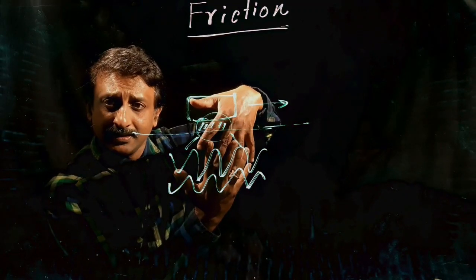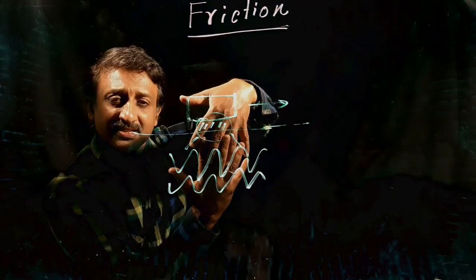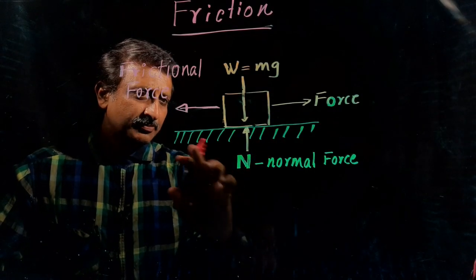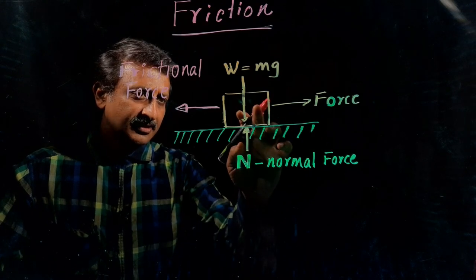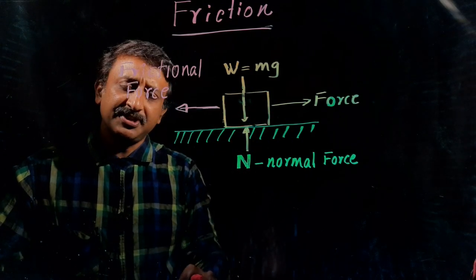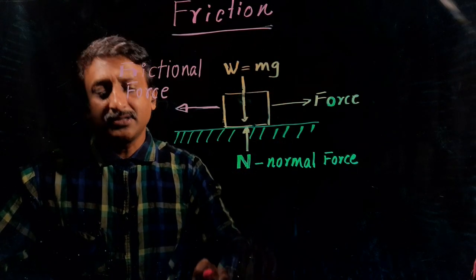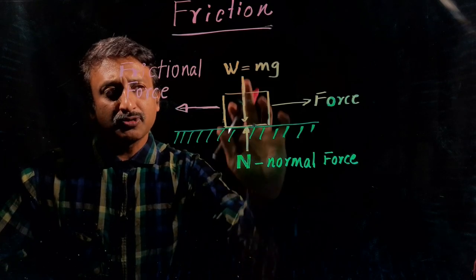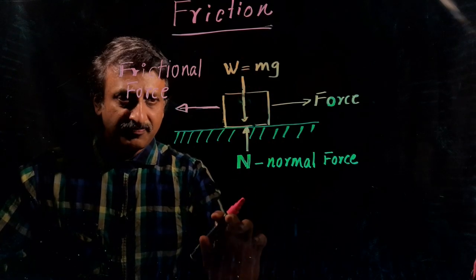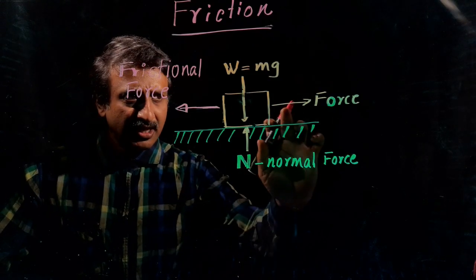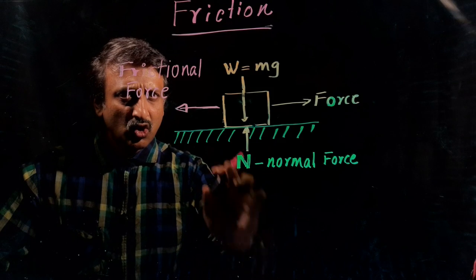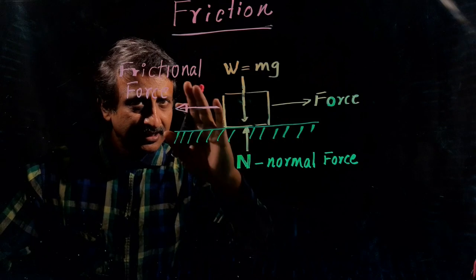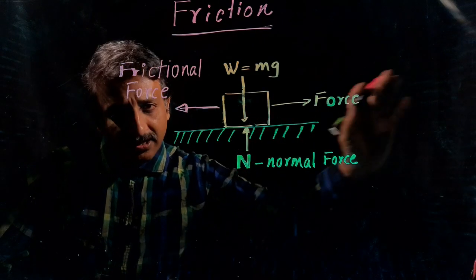This hindrance makes the movement difficult. Here is an object placed on the surface, and this object has some weight. W is equal to mg. So this weight is acting downwards, and an equal and opposite force, the normal force, is acting opposite to the weight. If I want to move this object, I apply some force here. So there is a frictional force opposite to this force. We have already learned that the frictional force is always opposite to the direction of motion.